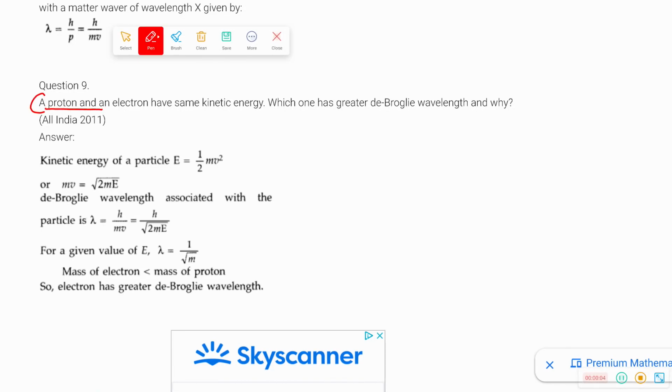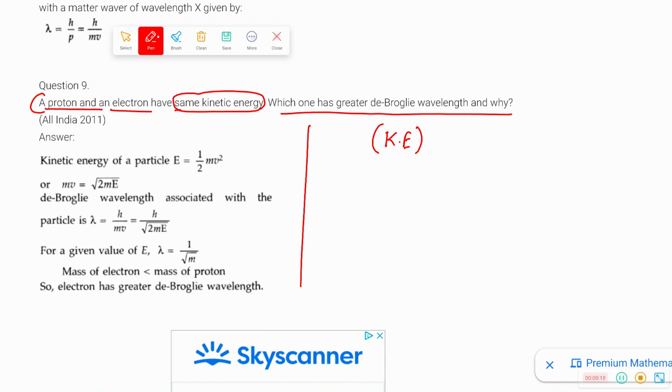Okay, all of you listen. A proton and an electron have the same kinetic energy. Which one has greater de Broglie wavelength and why? Same kinetic energy means you write here: kinetic energy of a proton equals kinetic energy of an electron. Yes or no? This is the thing that is given. Clear? Now what to do next?